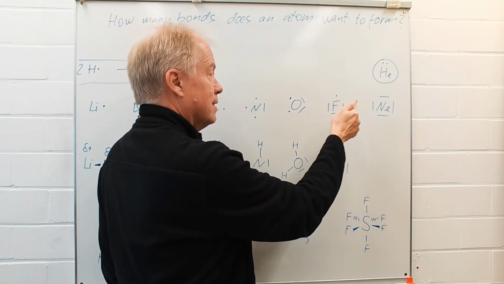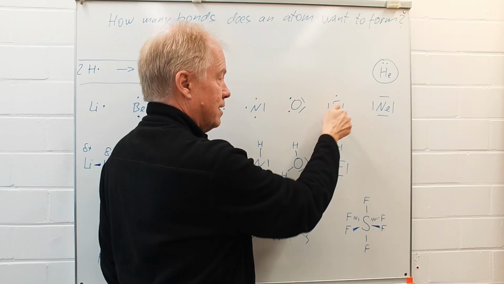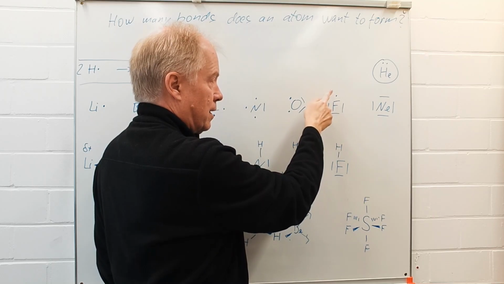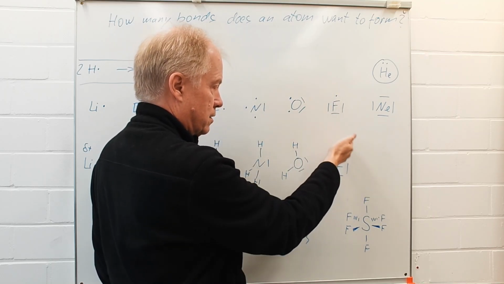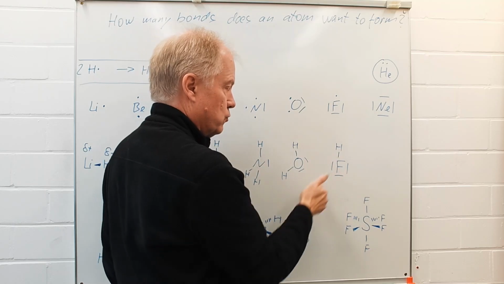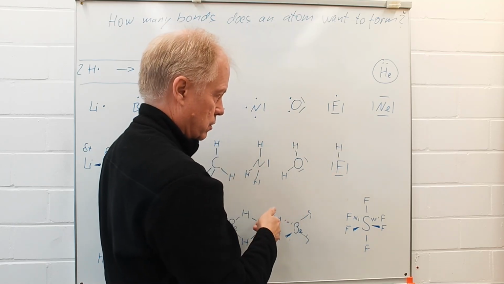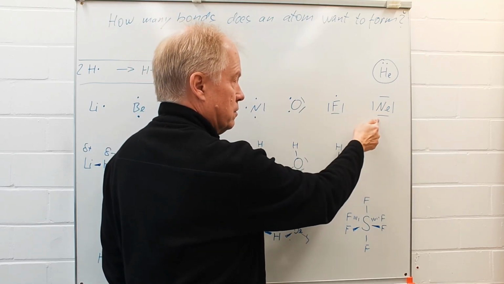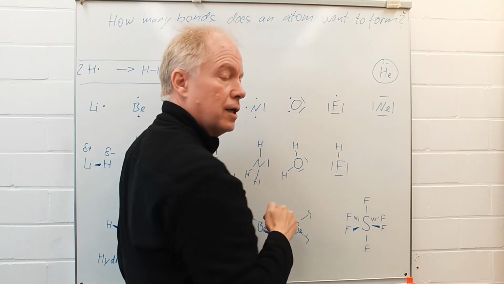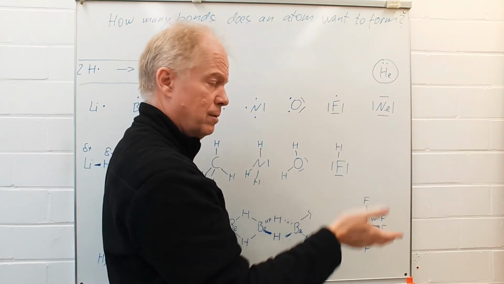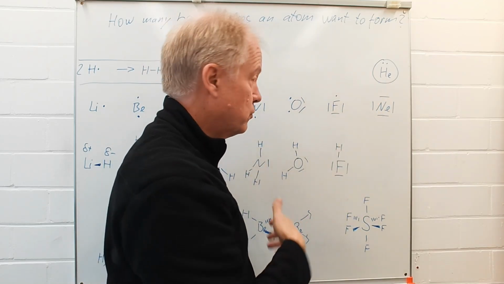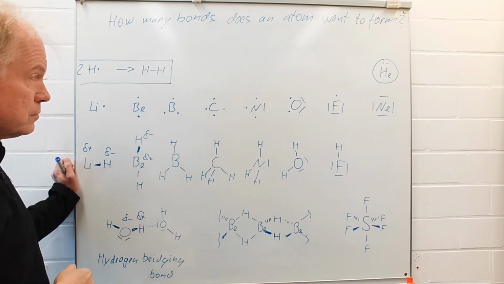Fluorine, an additional electron pair, 3 electron pairs, 1 free electron, and therefore hydrogen fluoride is a typical molecule that is formed. And with neon we then have 4 electron pairs, the same situation as with helium. This doesn't want to react anymore.